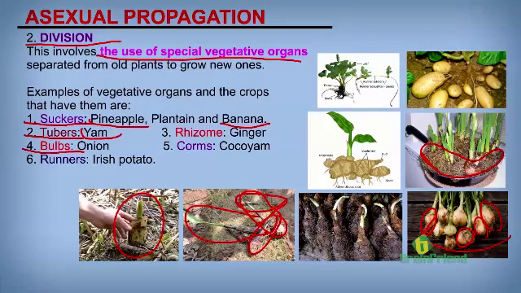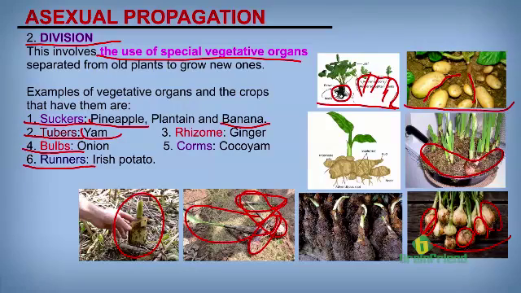The next type of special vegetative organs are the runners. The runners are used to cultivate crops such as Irish potato. You could see, runners are modified stems, or they are also called horizontal stems because they crawl on the soil. And when they do this, they develop roots and continue to grow.